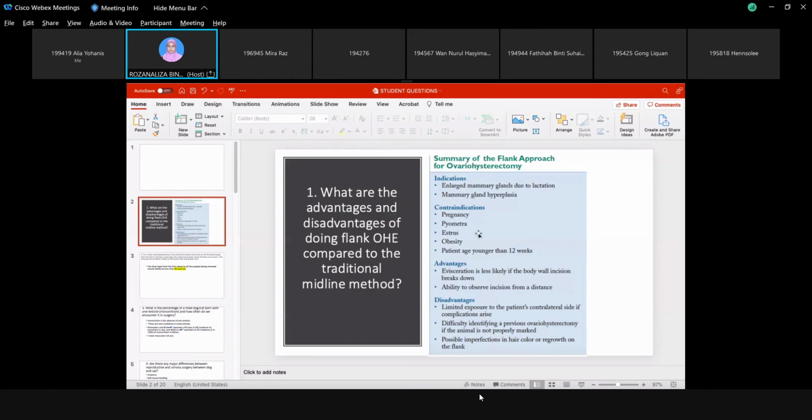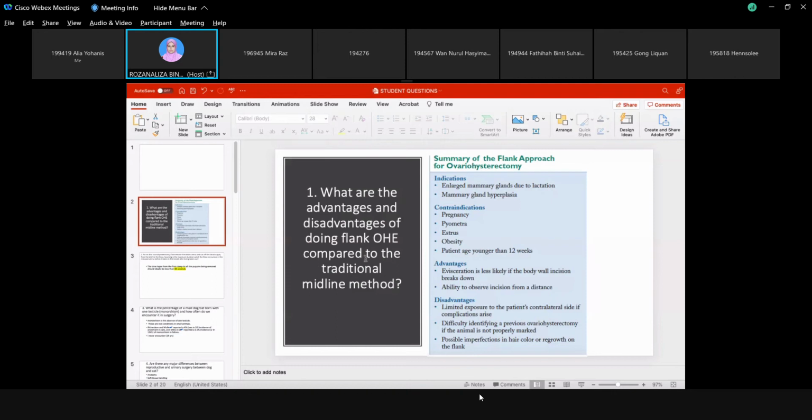And contraindicated, you don't want to do a flank approach if the patient is pregnant, has a pyometra, stress, obesity, or is a very young patient. I only have experience performing the flank approach in 2 species, cats and rabbits. I do not recommend you try it on dogs because they are very thick when on lateral recumbency, compared to cats and rabbits.